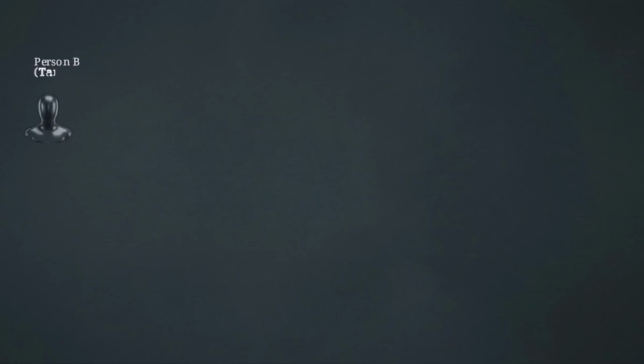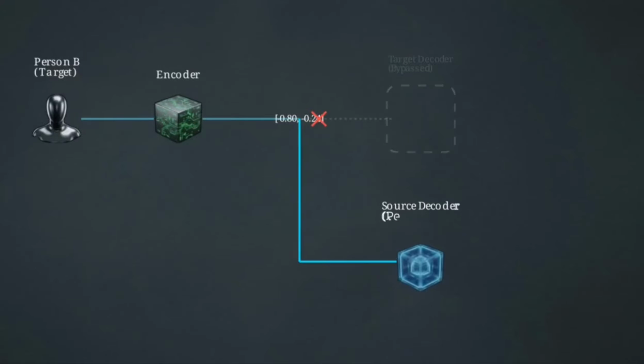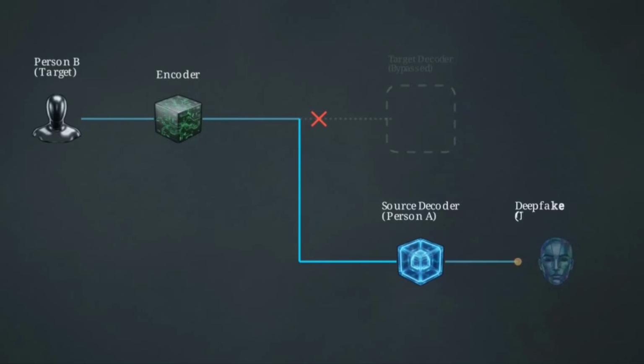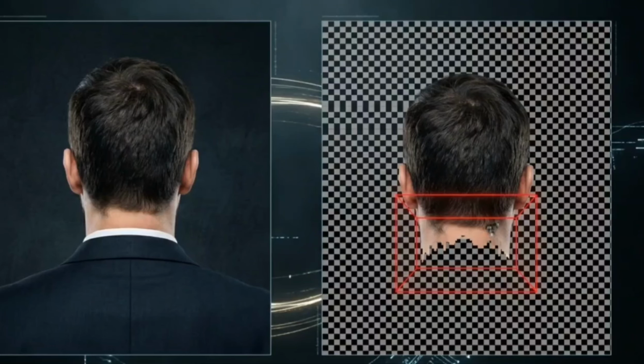First, the target body's movements are compressed into latent space math via the encoder. Then, that math is intercepted by the source's decoder. The system must draw person A's face using the exact mathematical coordinates of person B's movements. This illusion succeeds through a mathematical translation of human behavior, moving beyond simple pixel manipulation to map one person's identity onto another's. Even with the swap executed, the AI must clear a final technical hurdle.